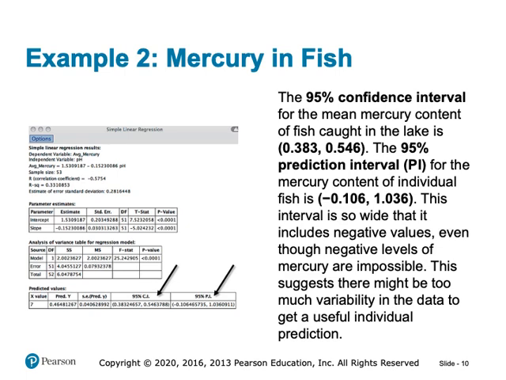A notable issue with this prediction interval is that it includes negative values, which are impossible for mercury levels. This suggests that there is a lot of variability in the data, which makes the prediction less reliable. The wide interval indicates that the data might be too noisy or variable to make a useful prediction for an individual fish.